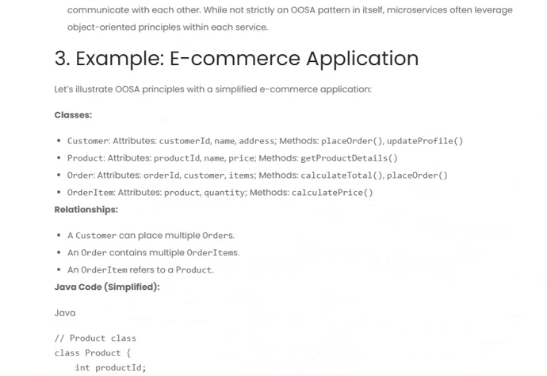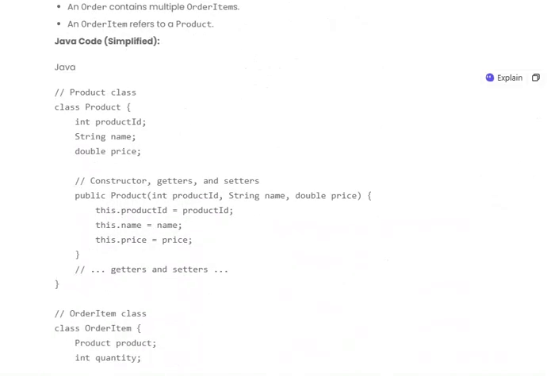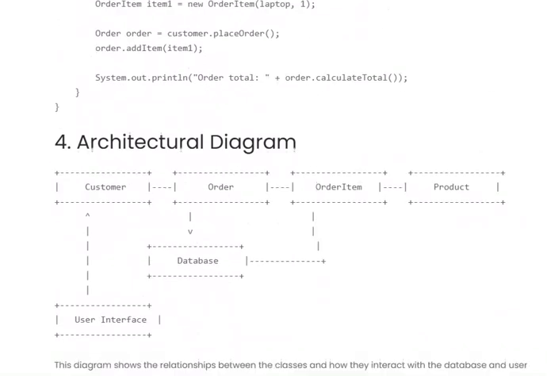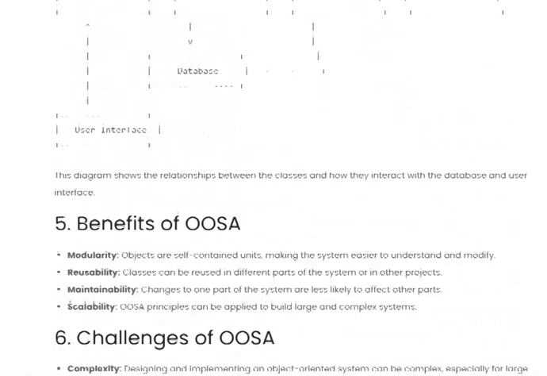Example: an e-commerce application, with some classes like customer, product, order, item, etc. There are relationships, implementation, simplified code, and also an architecture diagram, showing how the diagram works.